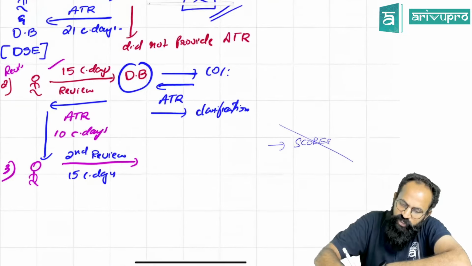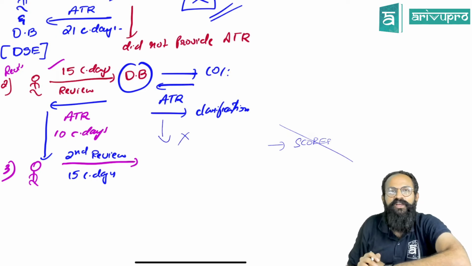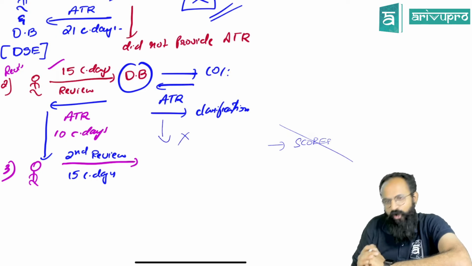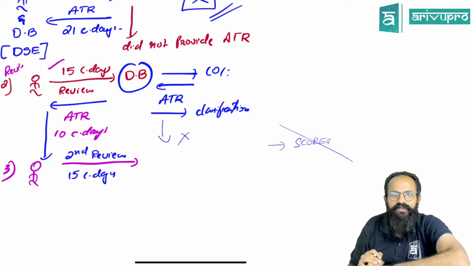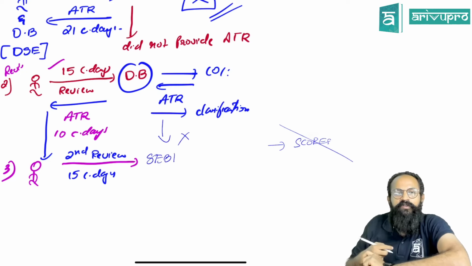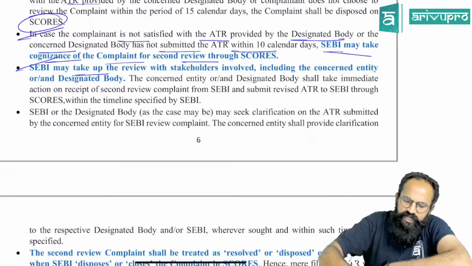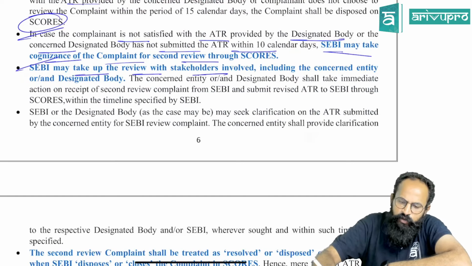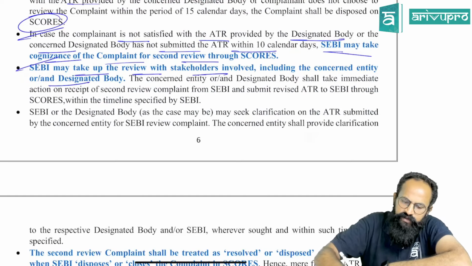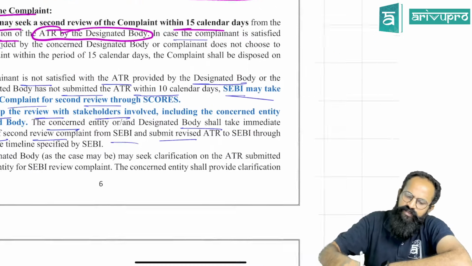So if the designated body also does not give you the ATR properly, or does not give it within 10 days, or you have given me one but I'm not happy with it, then I'll go to SEBI. Second review will be with SEBI. Now, what is SEBI doing? SEBI may take up the review with stakeholders involved, including the concerned entity or designated body. The concerned entity or designated body shall take immediate action on receipt of the second review complaint from SEBI and submit a revised ATR to SEBI through SCORES within the timelines as specified by SEBI.